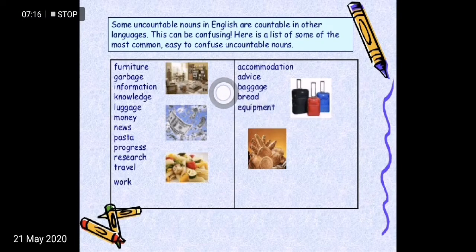So there in Urdu and Kashmiri, it's countable because we can make plurals of bread there. And similarly, we have these words which are uncountable in English, but can be countable in other languages. For example, we have furniture, garbage, information, knowledge, luggage, money, news, pasta, progress, research, travel, work, accommodation, advice, baggage, bread, equipment. These things are uncountable in English.